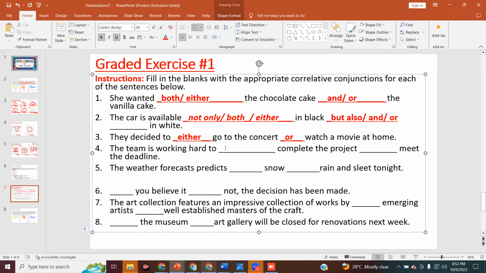Number 4, the team is working hard to not only complete the project, but also meet the deadline. Okay, that could work. Both and could work too. The team is working hard to both complete the project and meet the deadline. I like that.